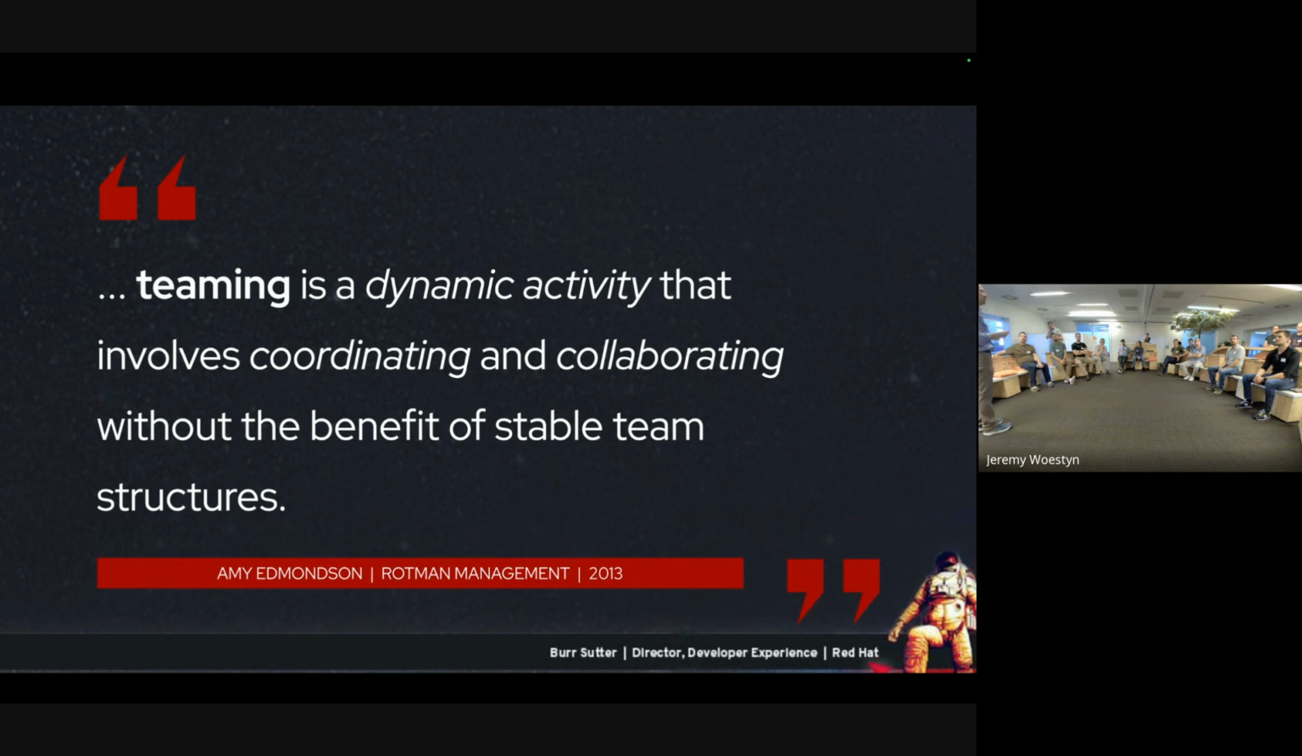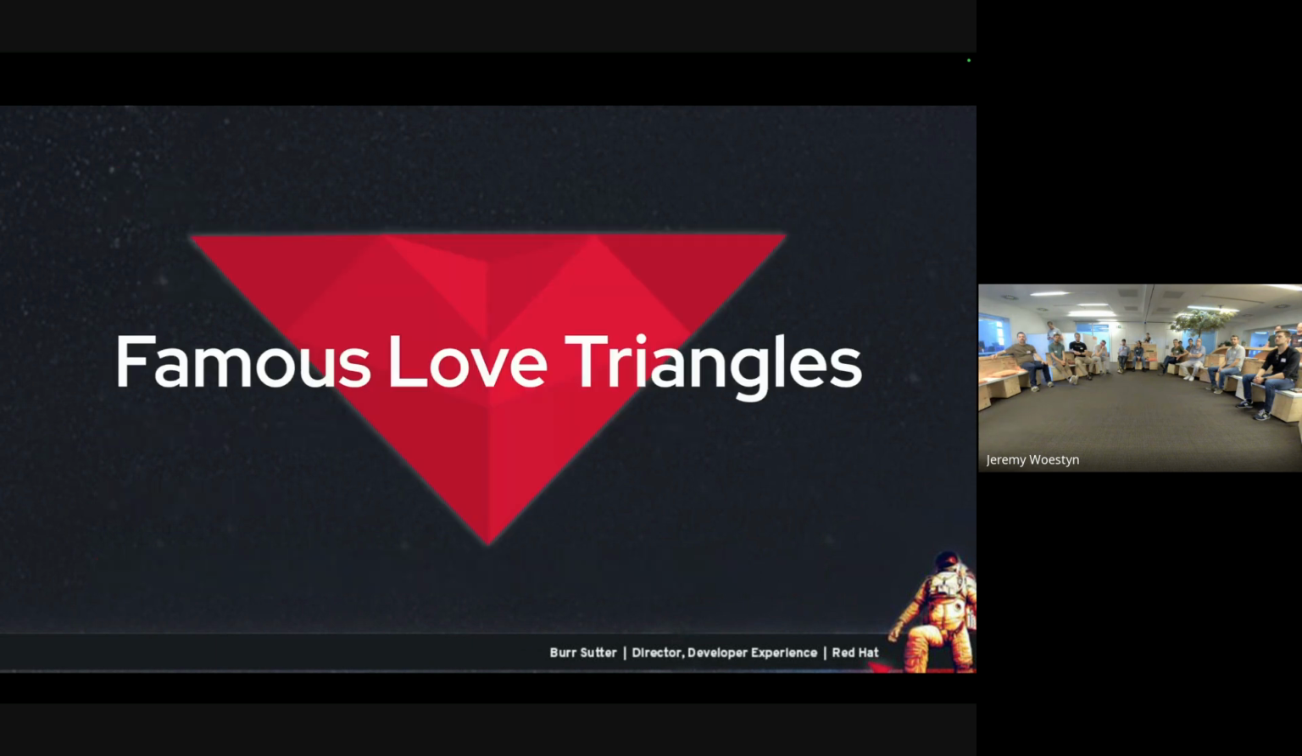And if some manager reaches out and says, Burr, you realize you pulled in people from my team. It's like, yeah, it's a good thing. Okay? Teaming is not an org chart. Teaming is a verb. So I love that concept. Teaming is a dynamic activity that involves coordination, collaborating without the benefit of a stable structure. All right, so that's a key thing.